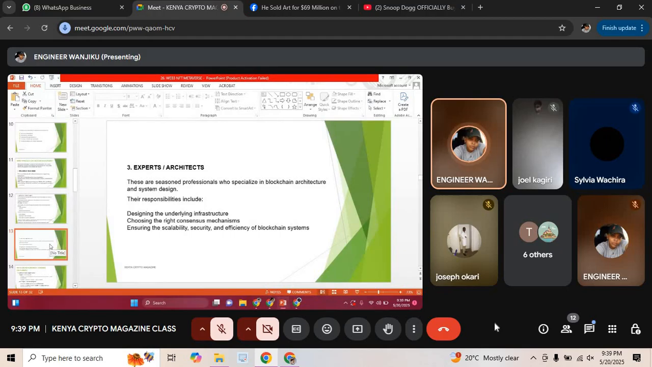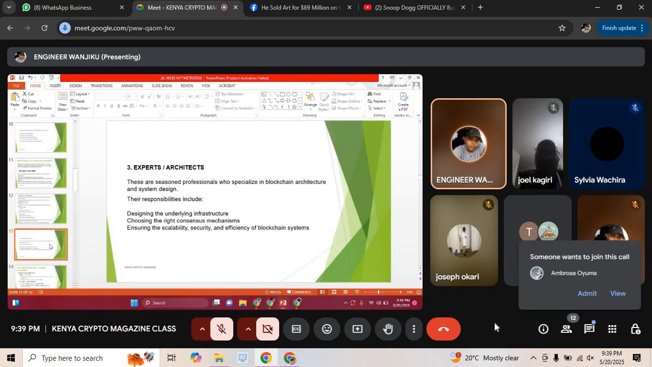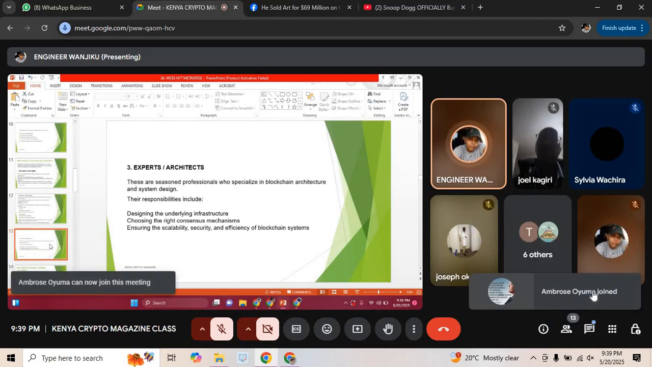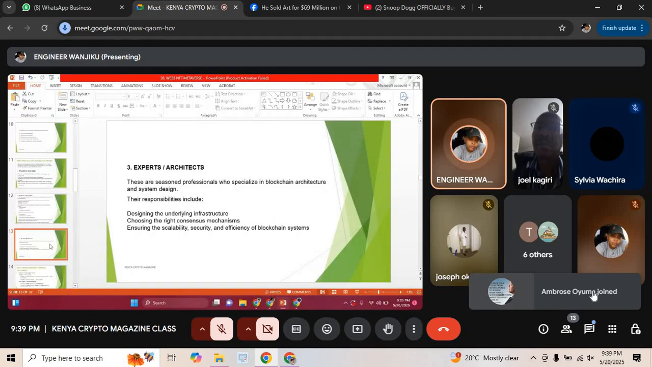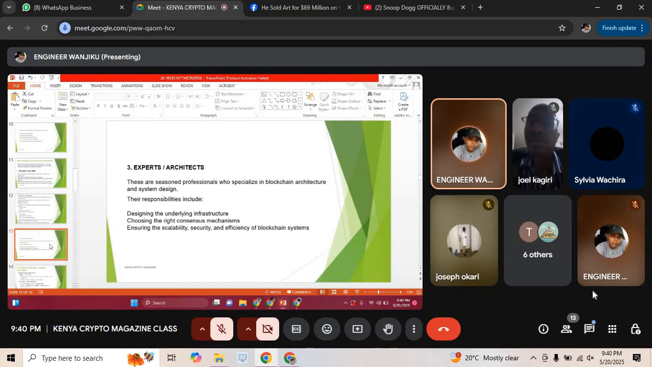Let's look at the third way to participate in the blockchain: experts and the architects. These are seasoned professionals who specialize in blockchain architecture and system design. Their responsibilities include, number 1, designing the underlying infrastructure. Number 2, choosing the right consensus mechanism. Consensus mechanisms are things like proof of work, proof of stake. We talked about this. There are so many, I cannot even remember, but the main 2 are proof of work and proof of stake. Then lastly, they ensure the scalability, security, and efficiency of the blockchain system.